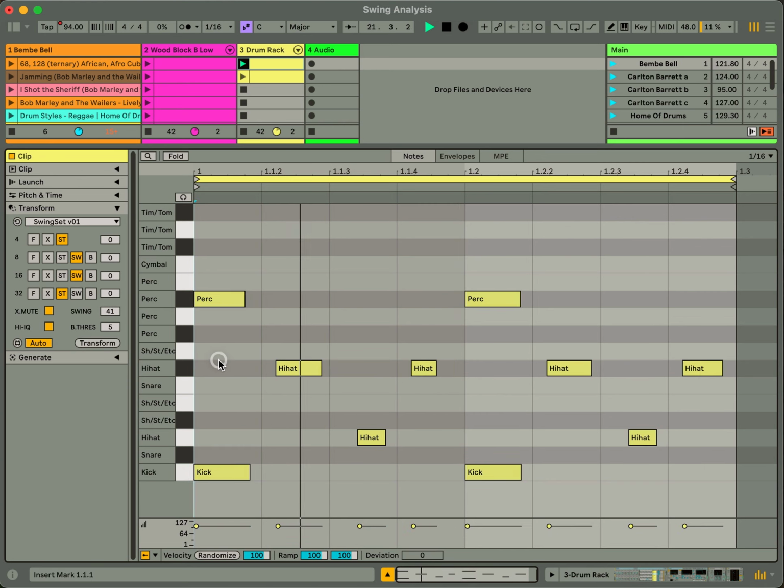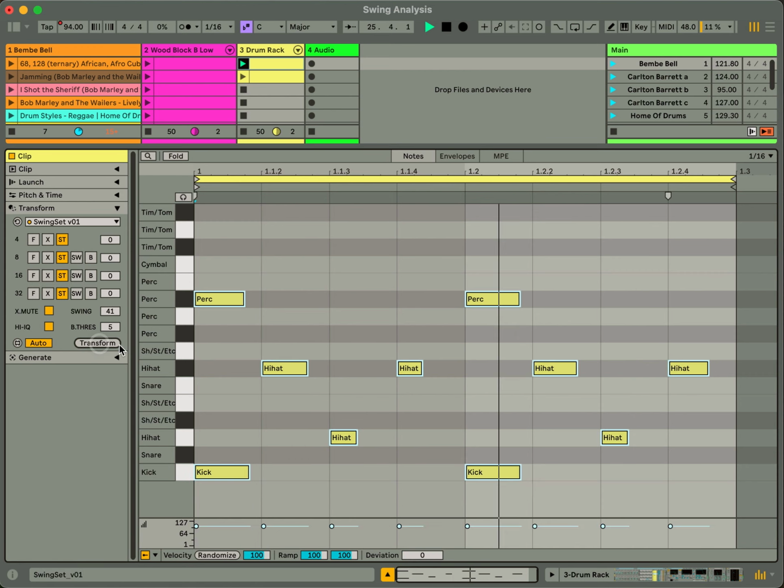No problem. De-swing implies that you're starting with a swung beat and you want to de-swing. You want to take all the swing away or bring it down to 0, back down to a straight grid. Let's try that. Boom, no problem at all.